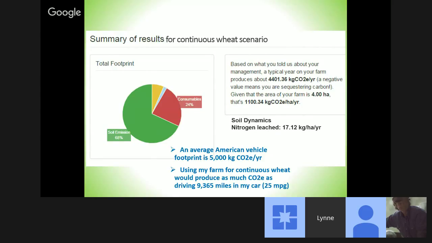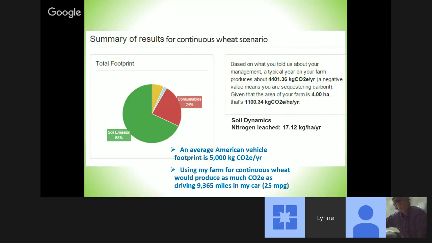My car, if I drive it 9,365 miles, is producing as much CO2 in a year, and that's both from the fuel use and the estimate of embedded energy, as this scenario of doing continuous wheat on just a 4-hectare area.